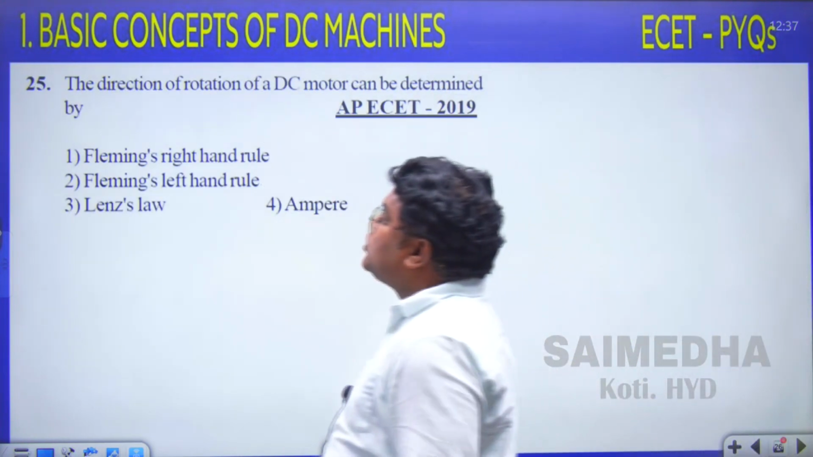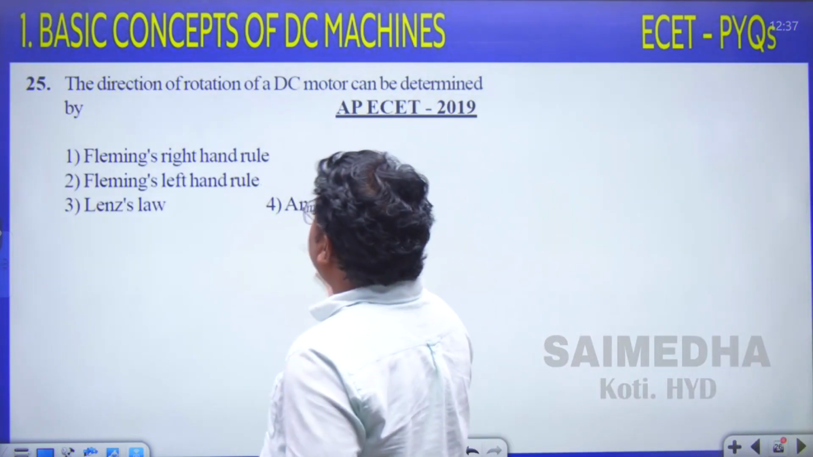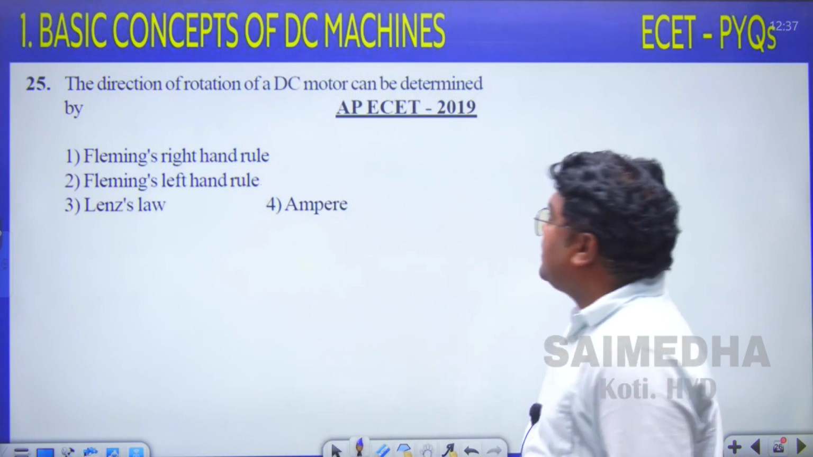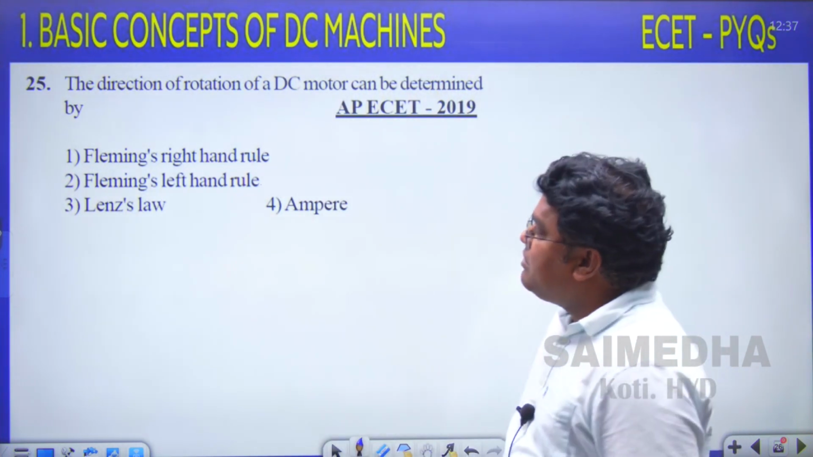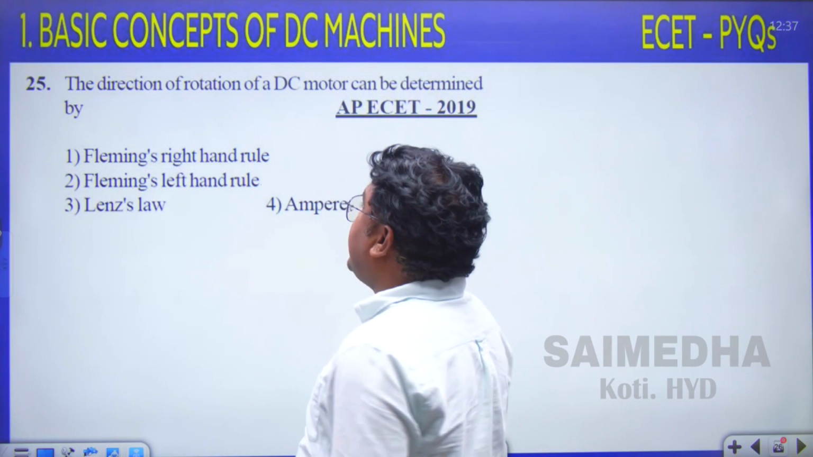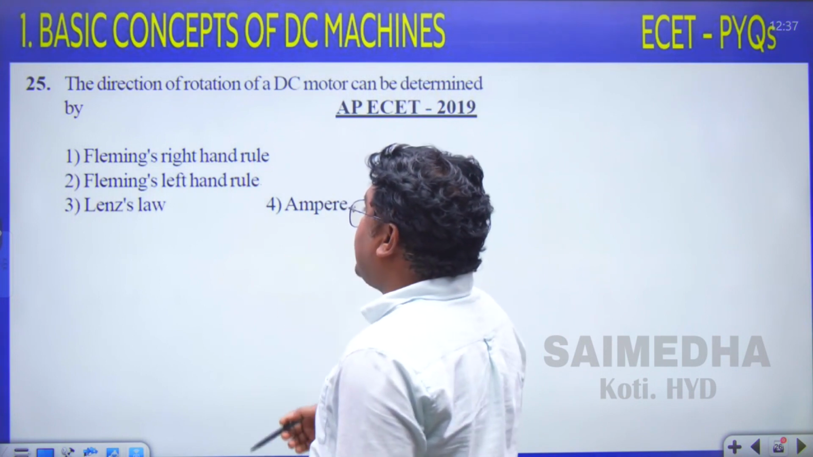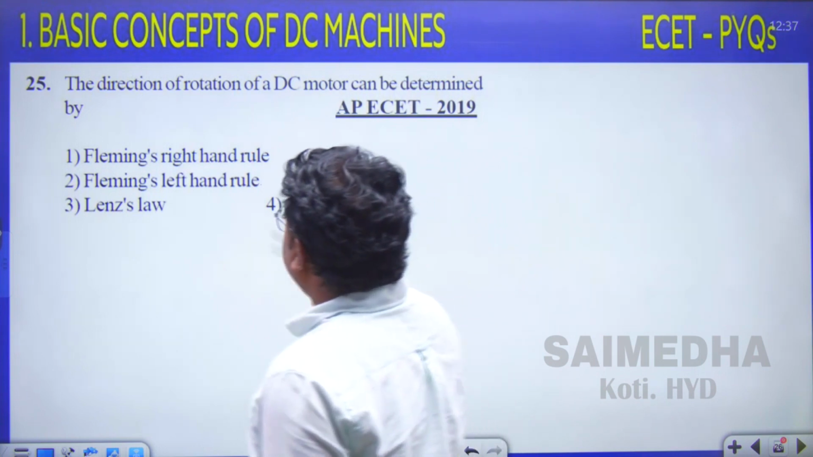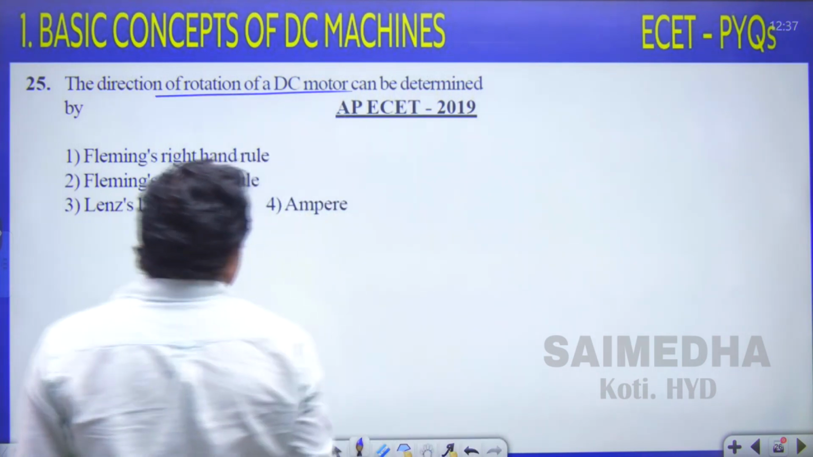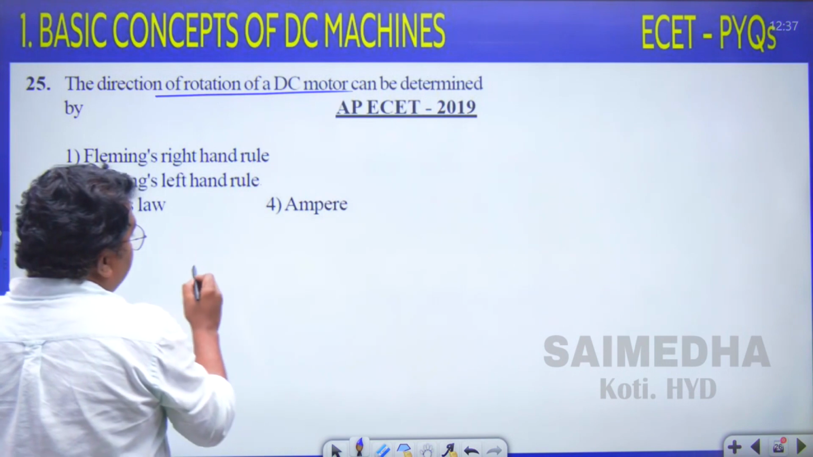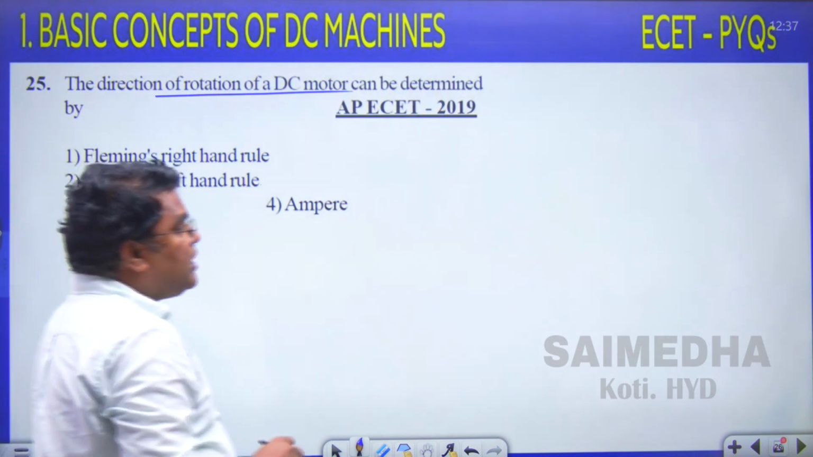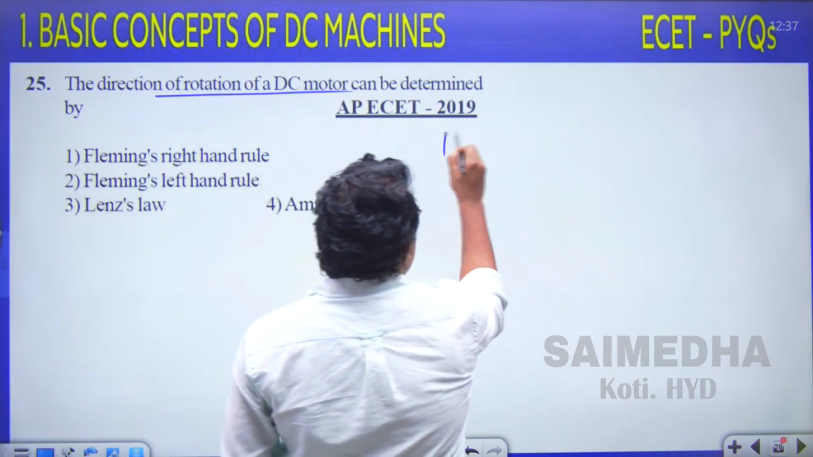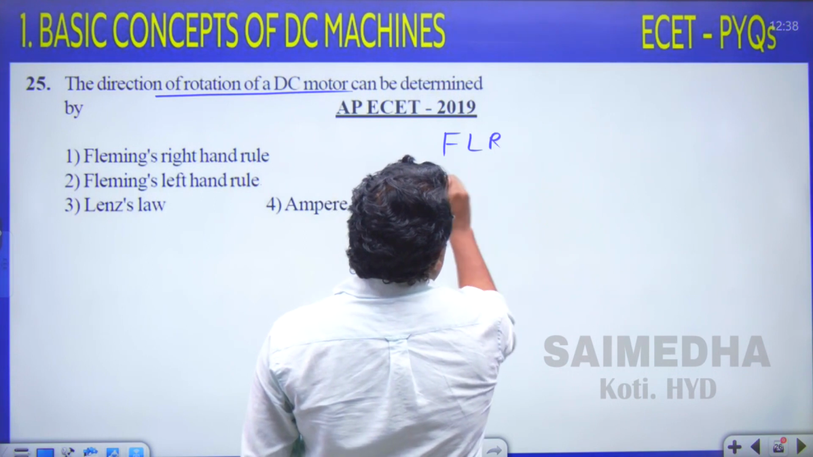And question number 25: the direction of rotation of the DC motor can be determined by Fleming's right hand rule, Fleming's left hand rule, Lenz's law, or Ampere's rule. This is the direction of rotation of the DC motor, so we are looking at the force direction, the force developed by the current. It can be obtained by using Fleming's left hand rule.